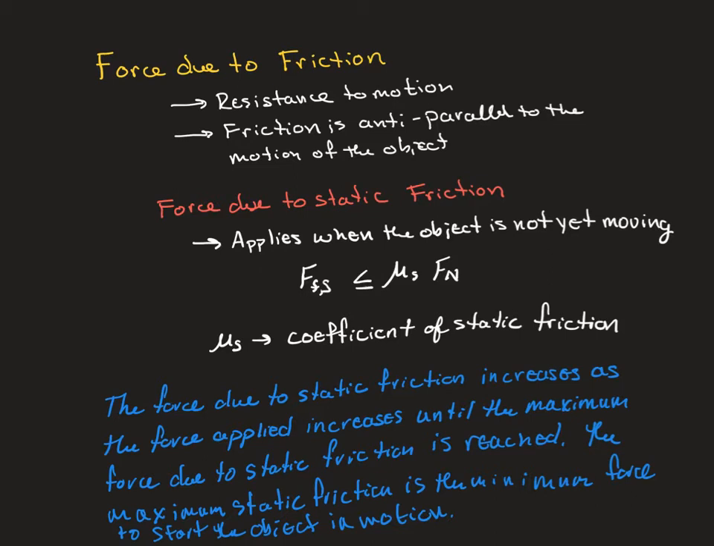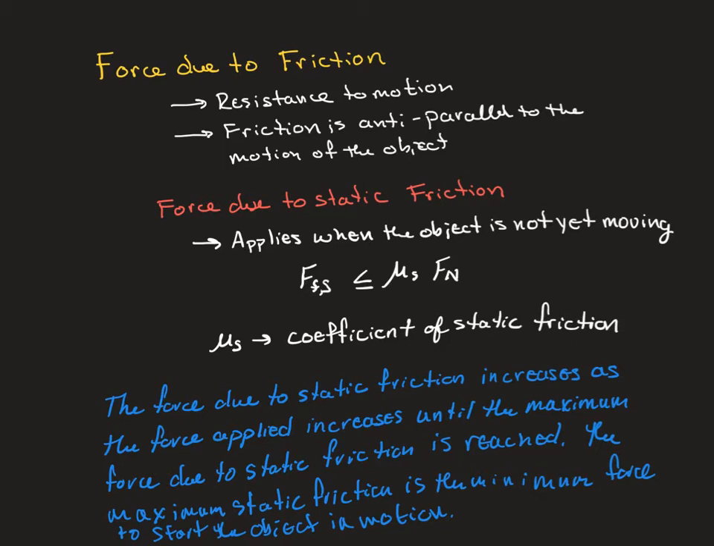So the force due to static friction increases as more force is applied. If you have a box sitting on a surface, the more force you apply to the box, the more static friction is going to resist. So if you push with 50 newtons, the static friction is going to push back with 50 newtons. And this is going to continue to happen, so if you push with 60, it'll push back with 60 until you reach the maximum static friction. There's a point where the static friction does not increase anymore, and then you can push with more force than the maximum static friction and actually get the object to move. So the maximum force due to static friction is the minimum force required to just start the object in motion.